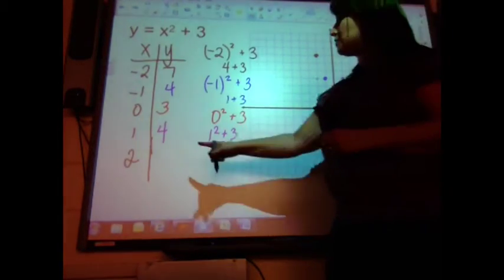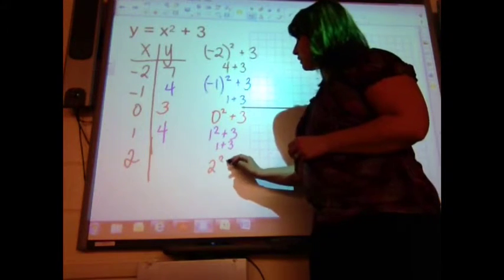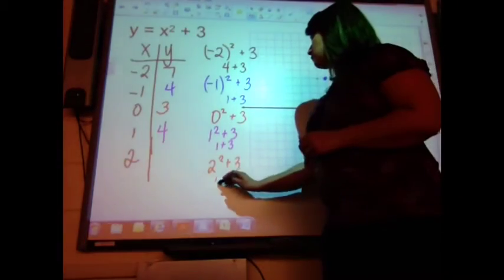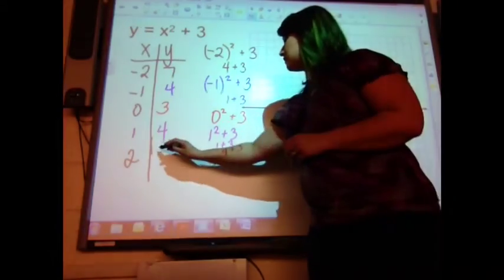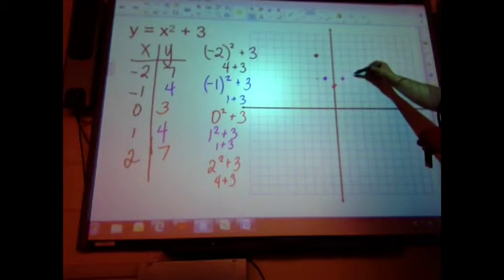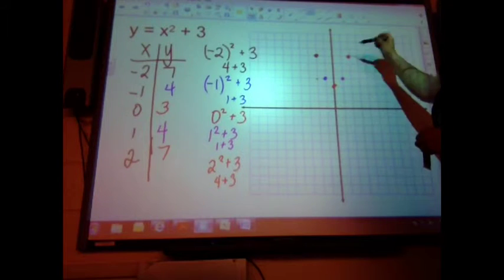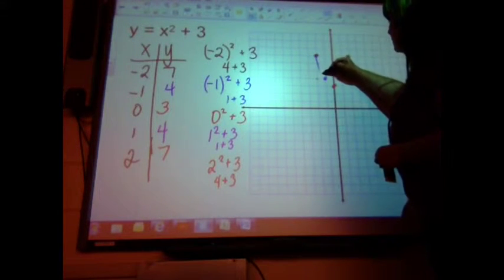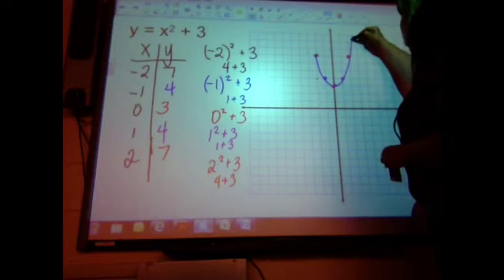And last, I do the same thing, but with a positive 2. So I'm going to do 2 squared plus 3. 2 squared means 2 times 2. 2 times 2 is 4. Plus 3 is 7. So I'm going to go 2 to the right and then up 7. And this is going to make a U shape. So our U shape has got a fancy name, and it's called a parabola.